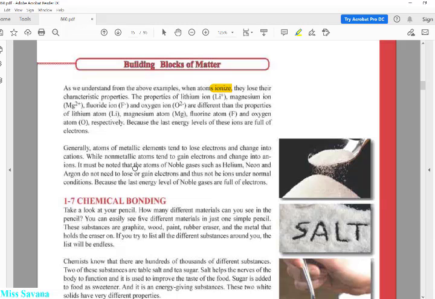Their properties differ. The properties of the lithium atom, the one that, as you remember, lost 1 electron, the magnesium atom, which lost 2 electrons, the fluorine that gained 1, and the oxygen that gained 2, are different from the properties of the normal lithium, magnesium, fluorine or oxygen atom, respectively, because the last energy levels of these ions are full with electrons.